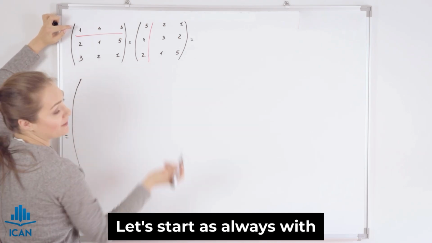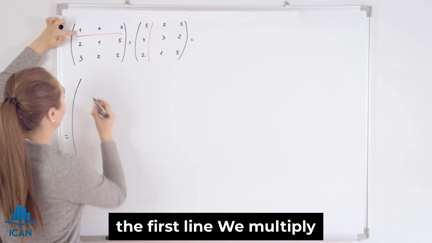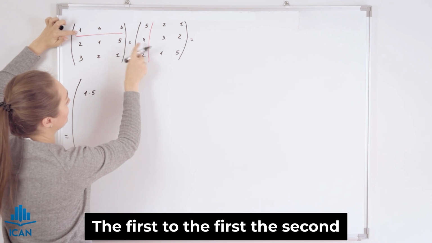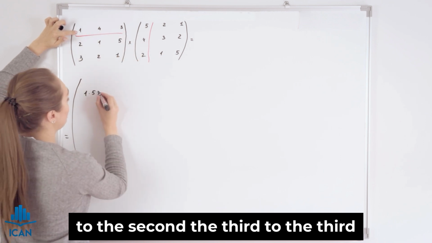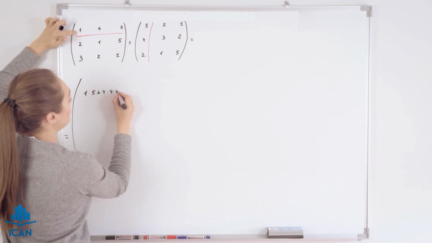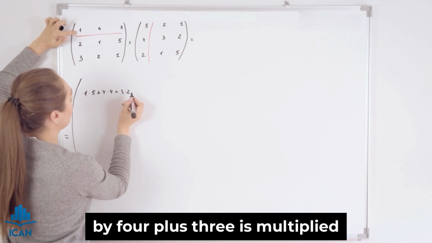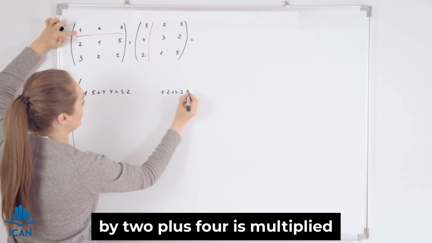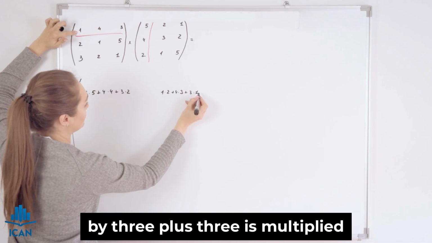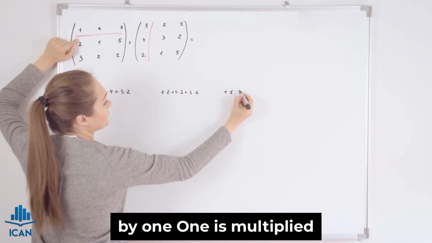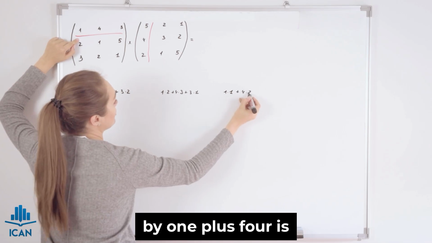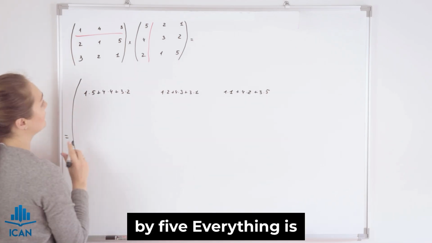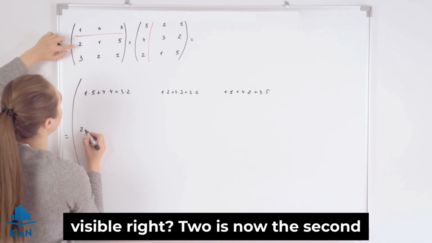Let's start, as always, with the first line. We multiply 1 by 5. The first to the first, the second to the second, the third to the third. 1 is multiplied by 5, plus 4 is multiplied by 4, plus 3 is multiplied by 2. 1 is multiplied by 2, plus 4 is multiplied by 3, plus 3 is multiplied by 1. 1 is multiplied by 1, plus 4 is multiplied by 2, plus 3 is multiplied by 5. Everything is visible, right?